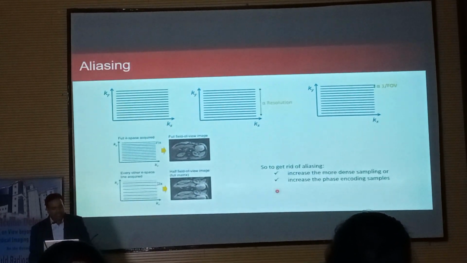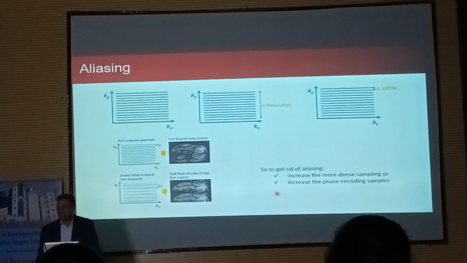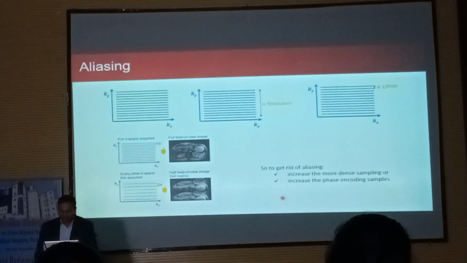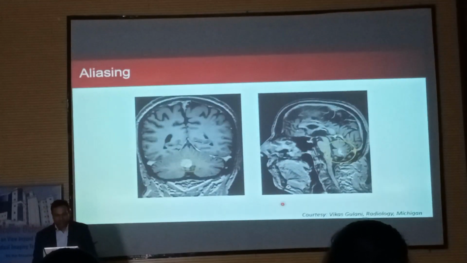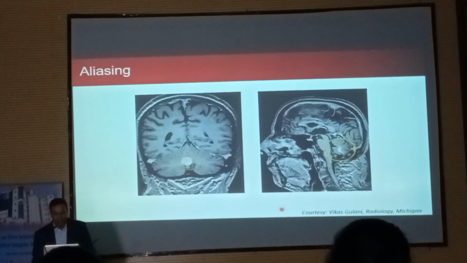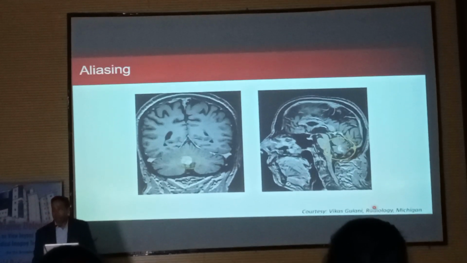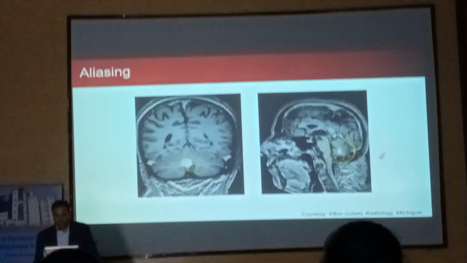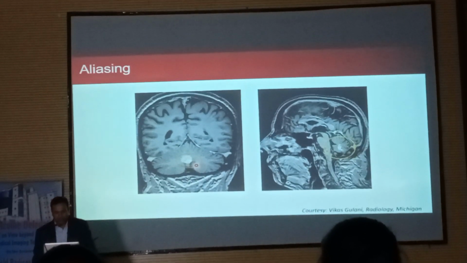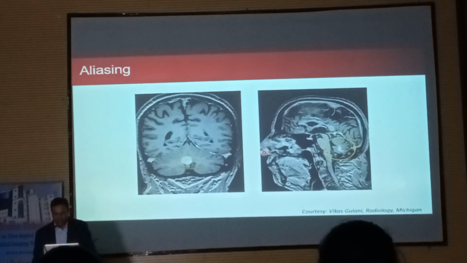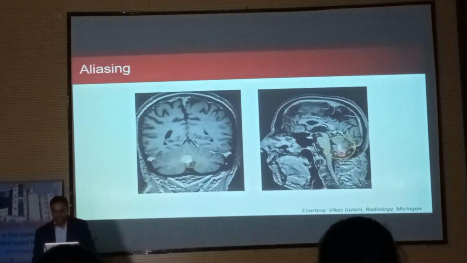So to get rid of aliasing, how do we remove it? Increase more dense sampling or increase the phase encoding sampling. This is just a real example shown by Vikas Kodani, who is the chair of Michigan Radiology. Note this apparent lesion in the cerebellum, and on the reconstruction it turned out that this patient has no abnormal areas in the brain.